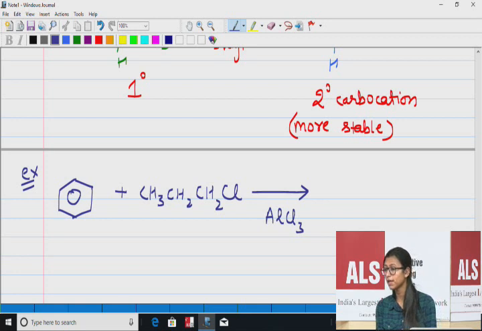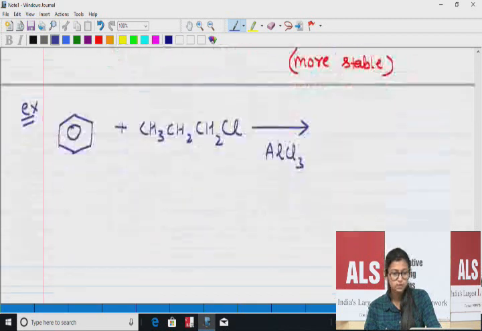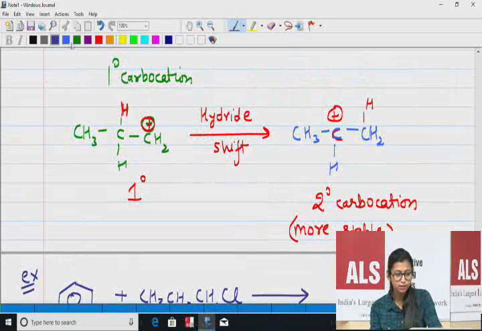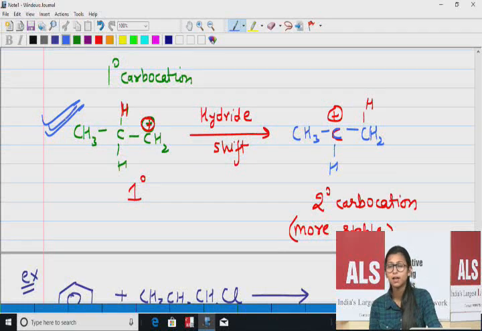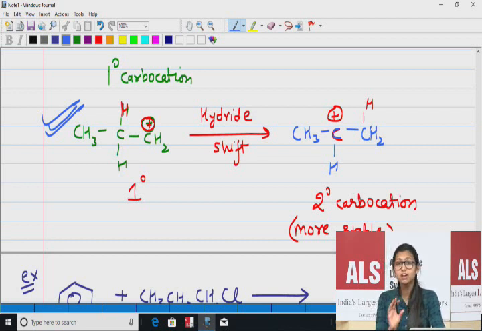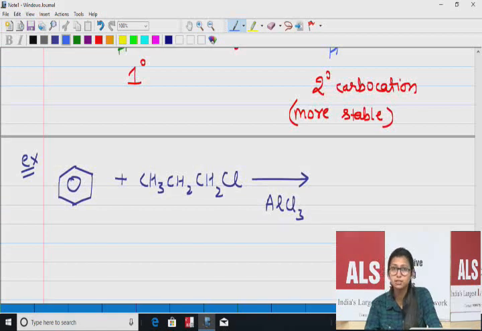What are you getting? Propyl benzene. I guess some of you have made that mistake. You have removed the Cl, got this type of carbocation, and just pasted it on the benzene. Think about it. Once you get the carbocation, is there any chance of rearrangement? If there is any chance, just do the rearrangement and then make the product, right? Now think about it and tell me the answer.